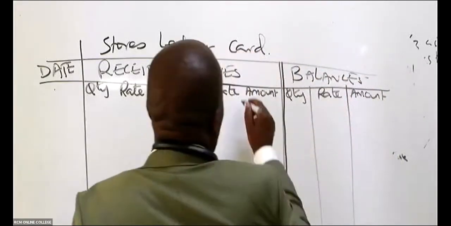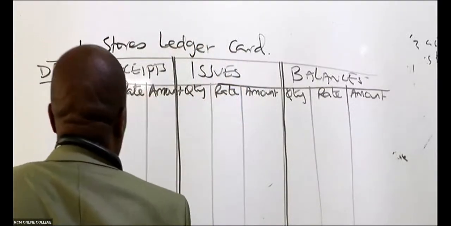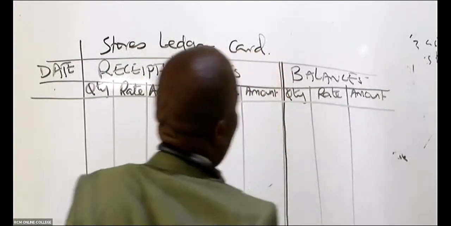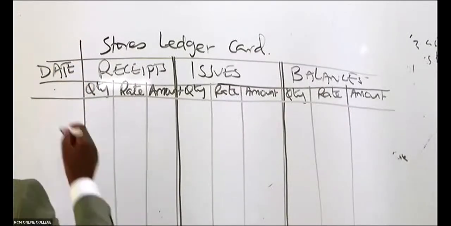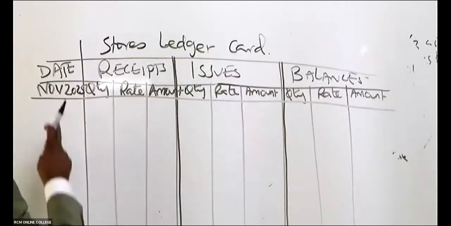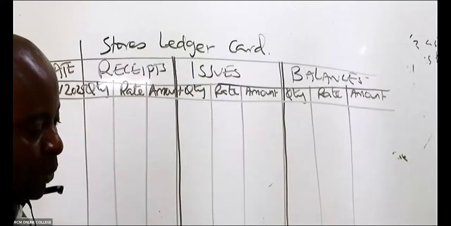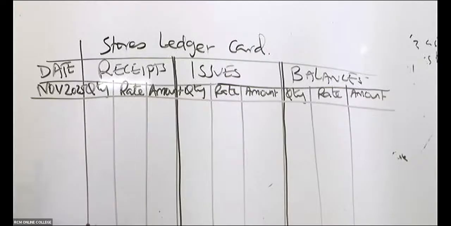The in-between lines should never be double, only single lines. They are normally prepared on a monthly basis. In this space, you write the name of the month, like November 2025, so that here you'll be writing only the dates. Let me know once you are able to draw this stores ledger card for managing our materials.